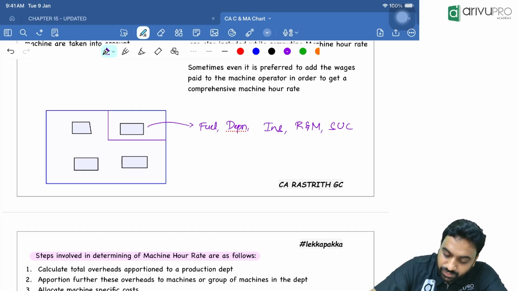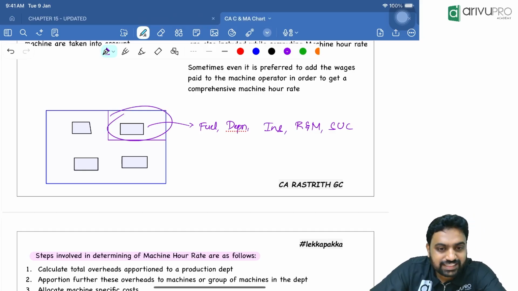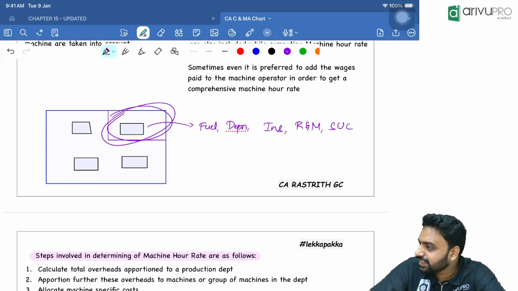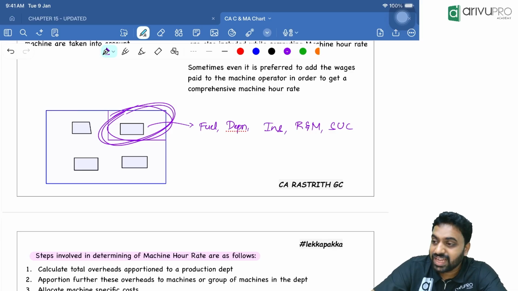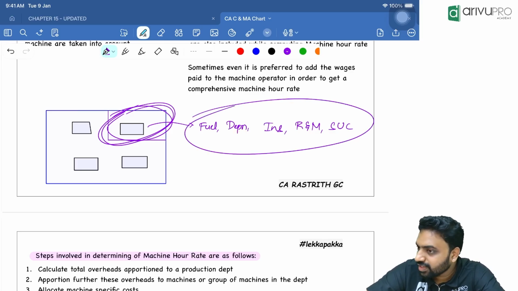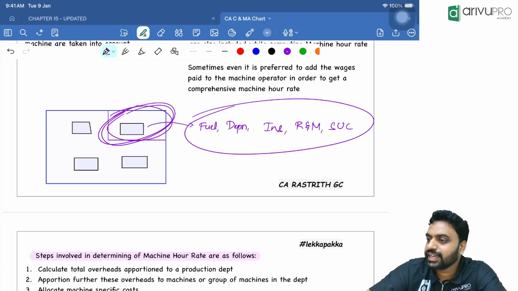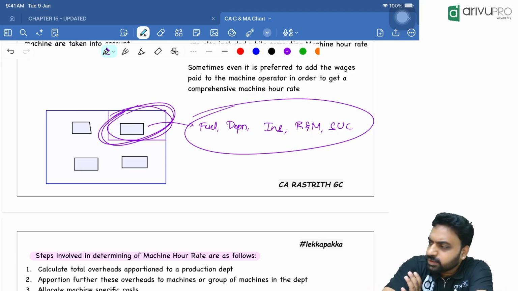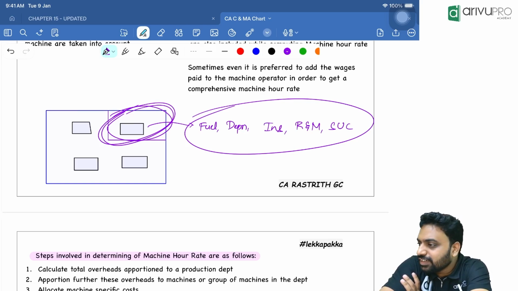That's the reason what we will do: the rent of this much space, electricity of this much space, supervisor salary relating to supervision of this area, the wages of your machine operator, all those things will be there. Those things also will add along with these direct expenses. In that case, we call it comprehensive machine hour rate. That is, it includes all the expenses related to machine, whether it's direct or indirect. Whereas direct machine hour rate includes only those expenses which are directly associated with the machine.